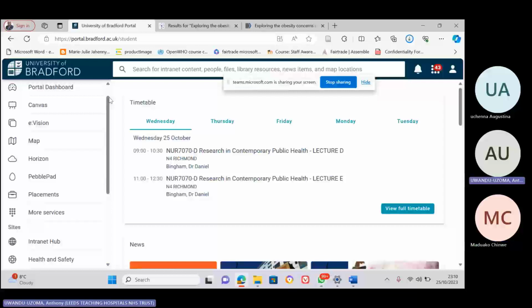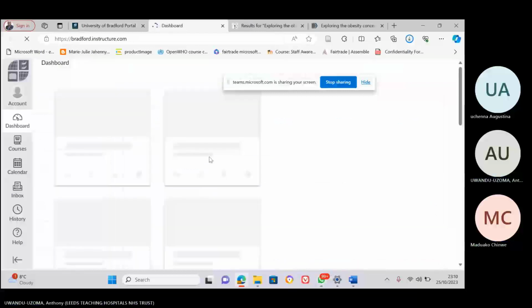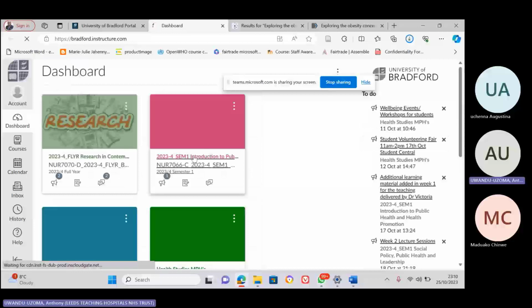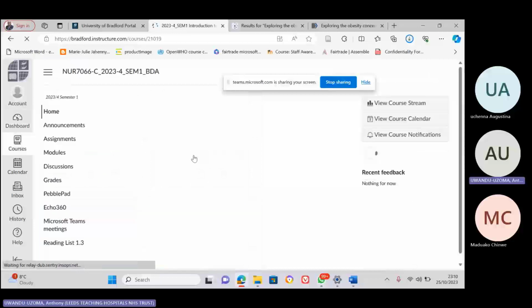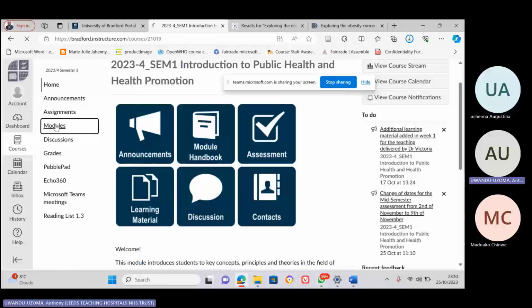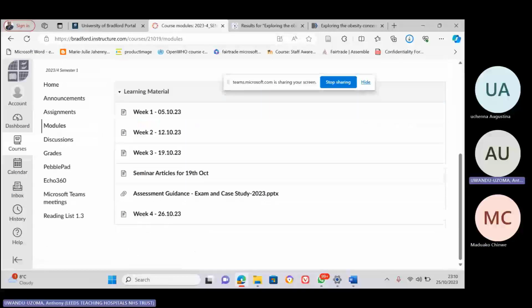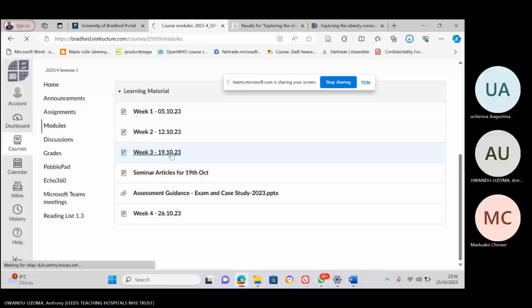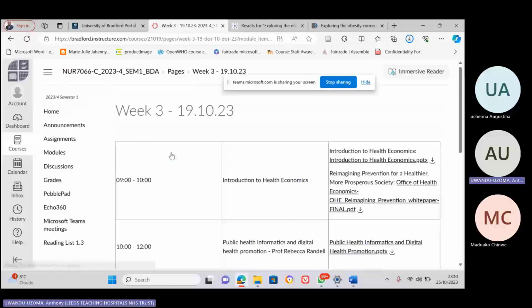So Canvas, Introduction to Public Health. Is it week 1, week 2, or week 3? These are modules here. So these are modules. So this is week 1. So week 3. So let's see what did they say in week 3. Week 3.